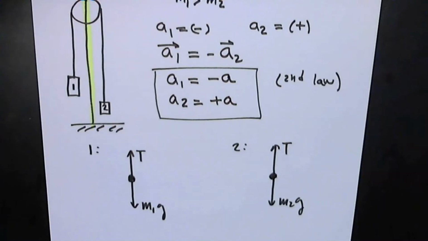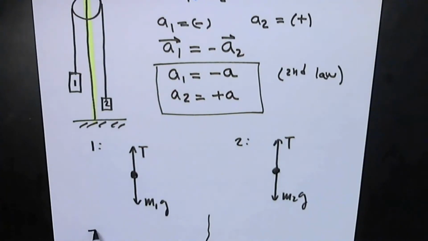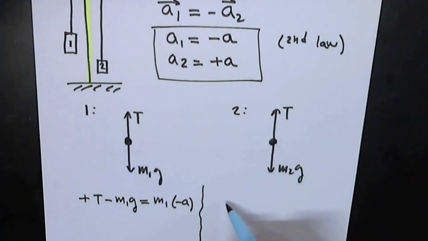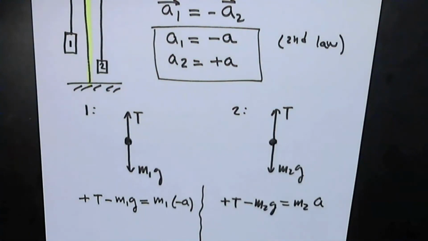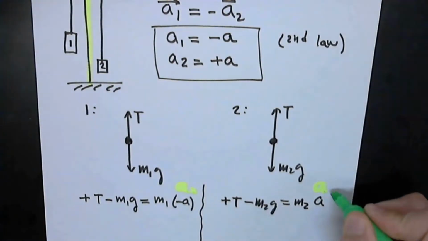So now we are going to put Newton's second law in the y-axis for each object. So over here we have plus T minus M1G equals M1 times negative A, its value over here. And here we have plus T minus M2G equals M2A, this value over here. Okay, remember this is A1 and this is A2.